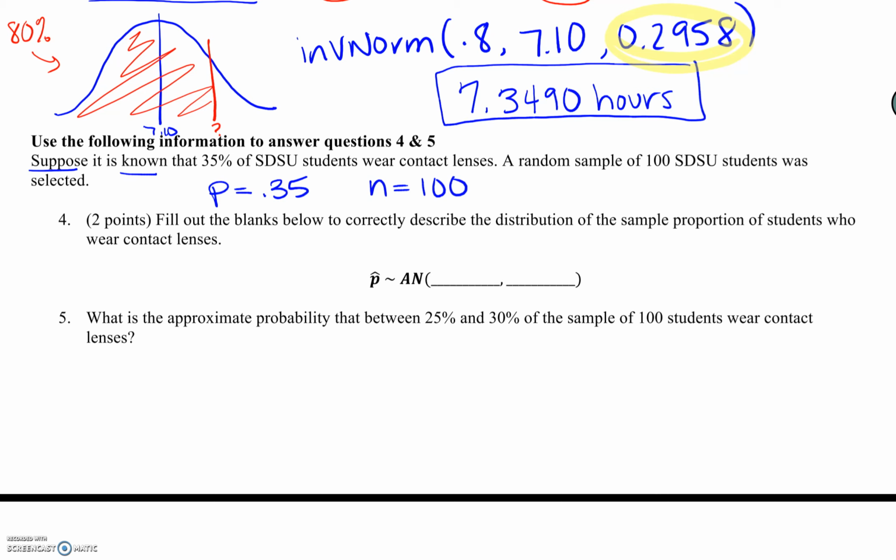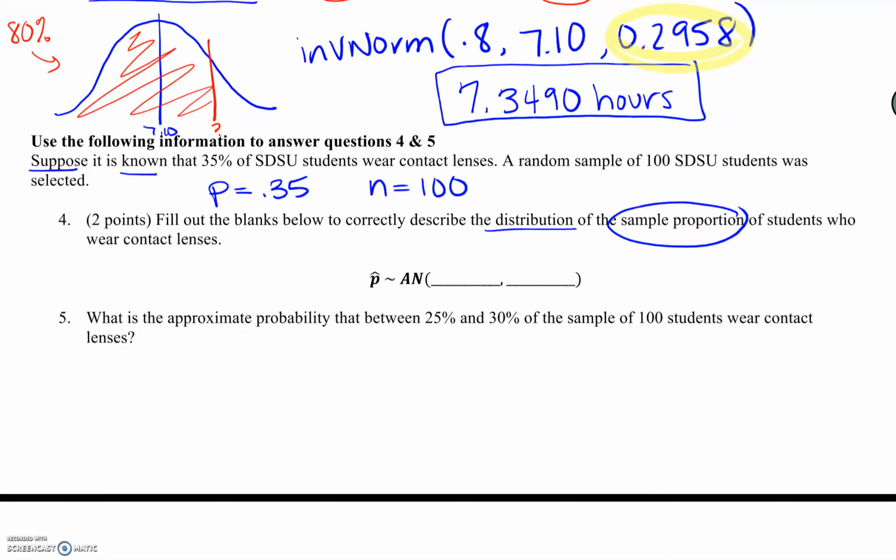Since we have a mean and an N and a P instead of a mean and a standard deviation, I already know where I'm going on the formula sheet, because the other stuff means I need a mean and a standard deviation. But we keep going. It says fill in the blanks to correctly describe the distribution of a sample proportion.